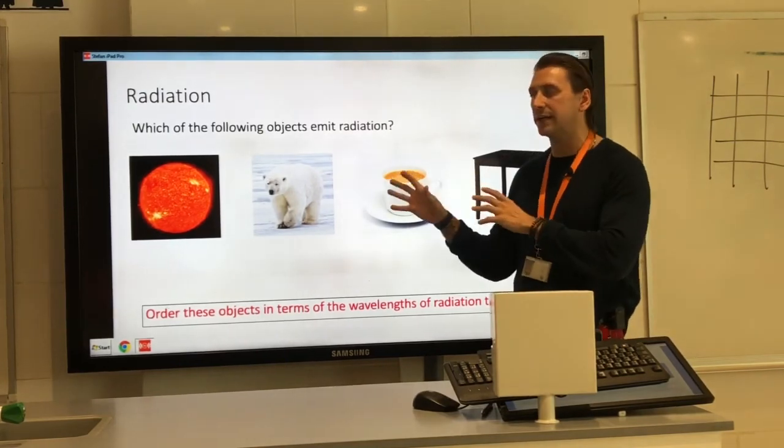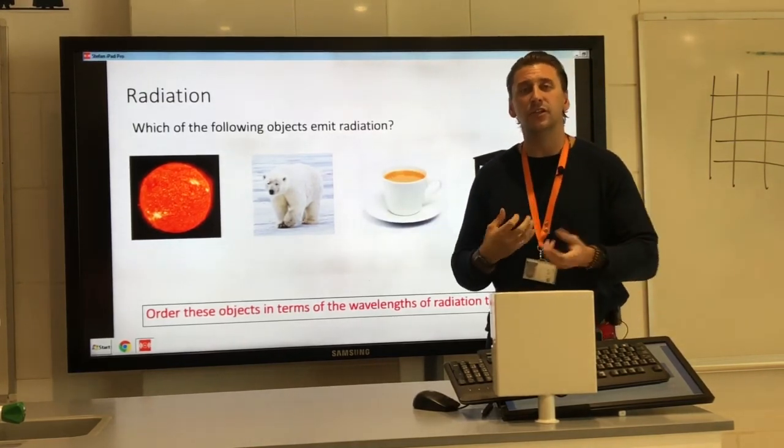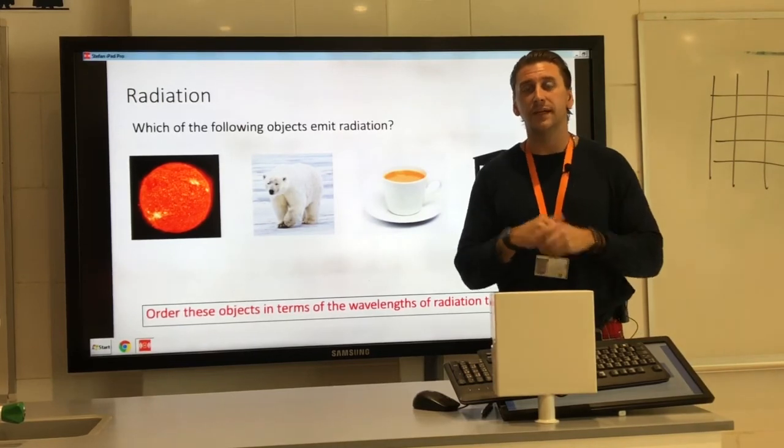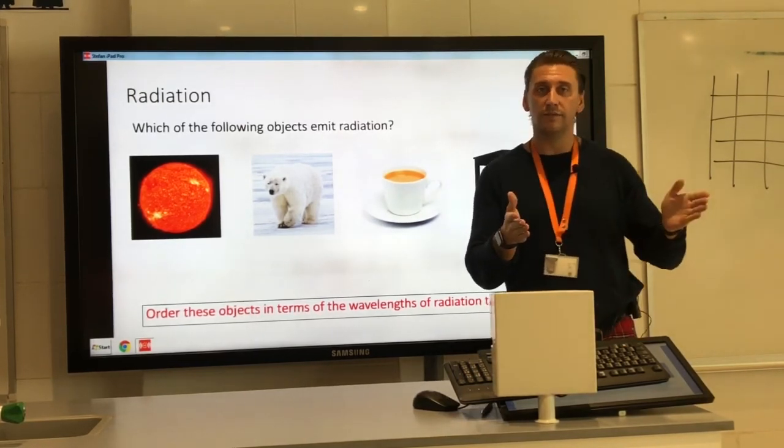So just bear that in mind when they're asking about the types of radiation that different objects can actually emit. It's about the temperature and therefore the wavelength. All right?